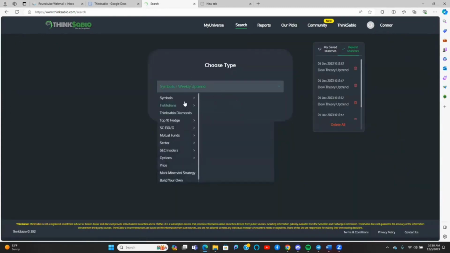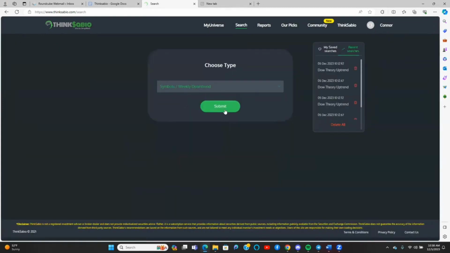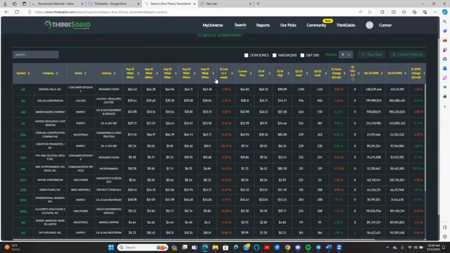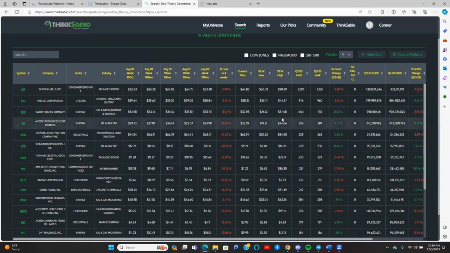From here, we'll look at the weekly downtrend report. This format is pretty similar, but in reverse. It shows the stocks that have had a loss over the last set of weeks. So you've got the set of weeks previous to this current week, the percent loss, and the current price, and then you look at the 52-week low and the 52-week high.